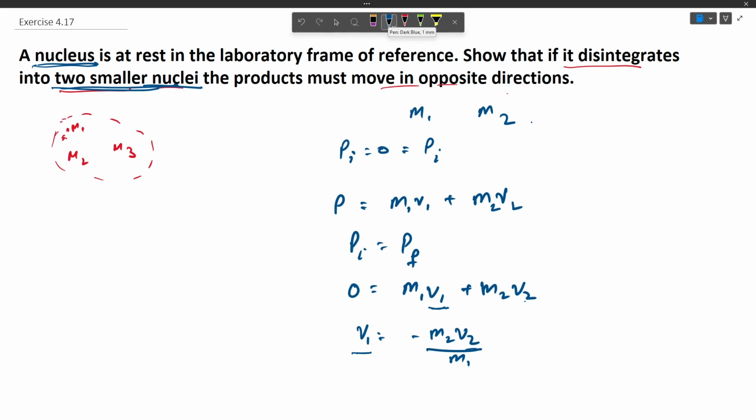So according to the conservation of momentum, we have proved that the velocities of the particles will be in opposite directions, given the momentum is conserved.